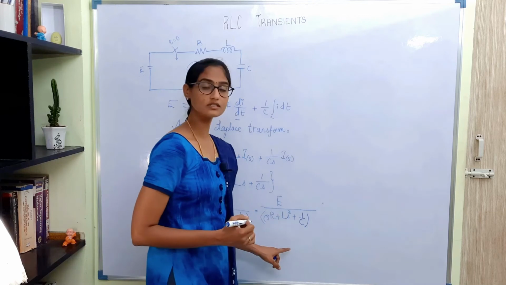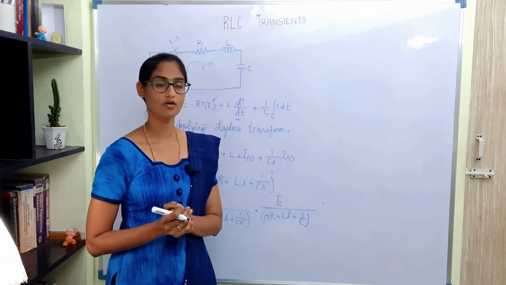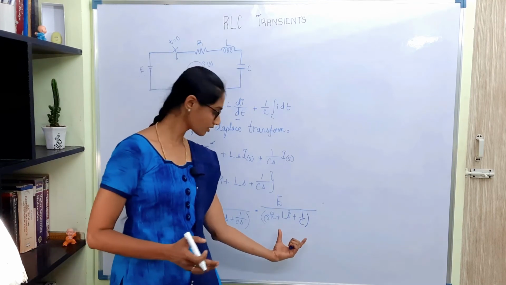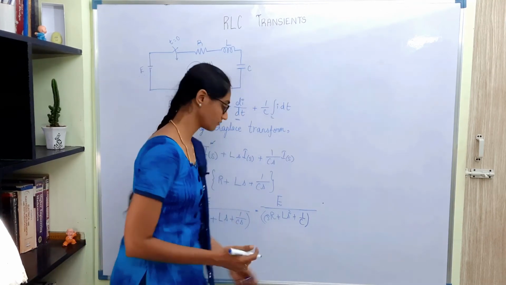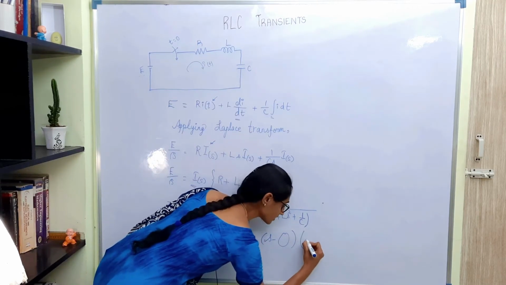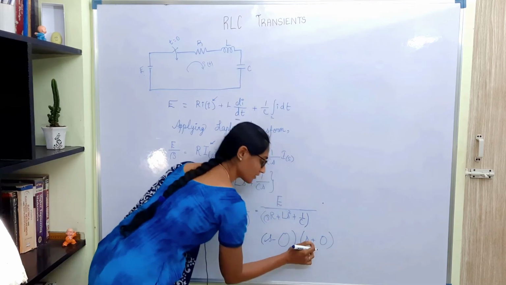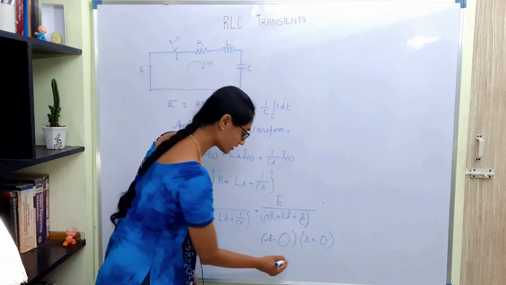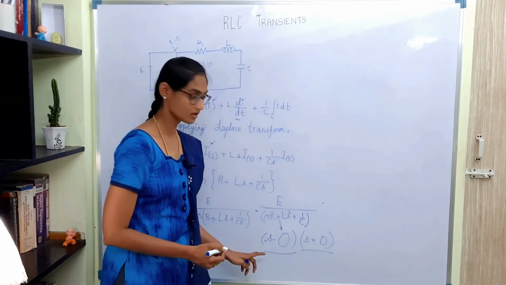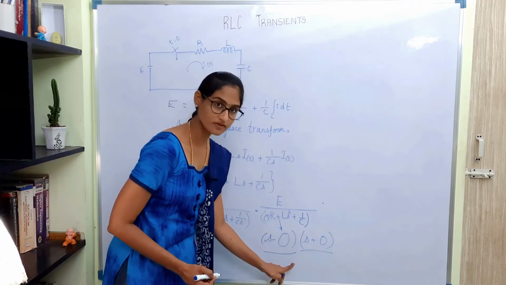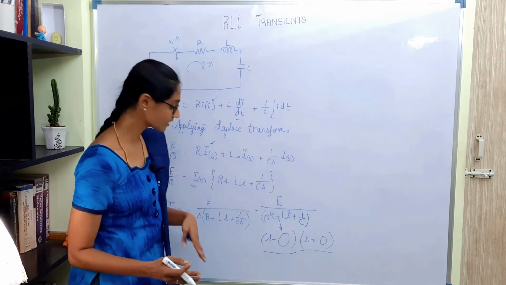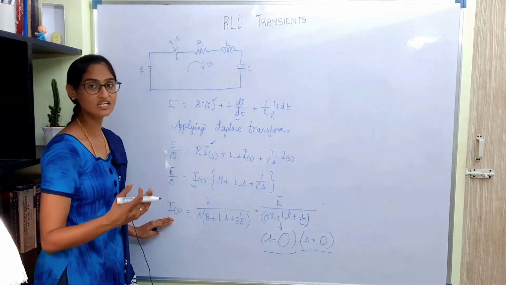We need to convert this into a proper quadratic form. Only then can we find the roots of this. Why should we find the roots of this quadratic equation? Only then can we put it in the format of S minus something times S plus something, or minus or plus, that's not a problem. Only if it is in this format will it be easier for us to find the inverse Laplace transform and find the current i of t in the time domain.